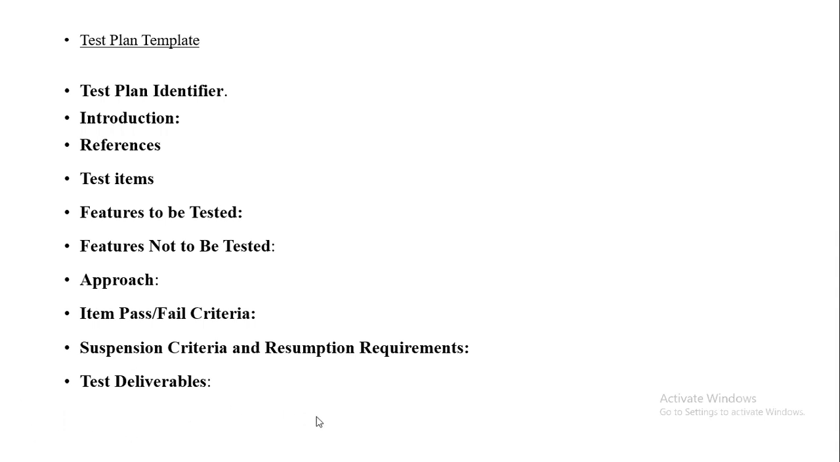This is the test plan template, which is independent of each and every project. That means for my project, the test plan identifier will be separate, and for another person's project, the identifier will be separate. But the template is the same, whereas the data will be different. Maybe the identifier is different, the introduction is different. But this is the template by which we are going to do the test plan: first the identifier, then the introduction, what we are going to do, what references we have.